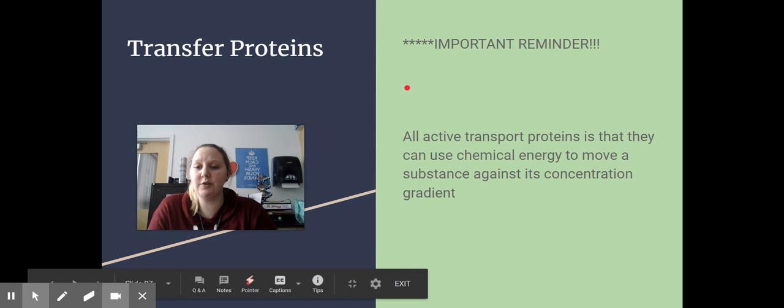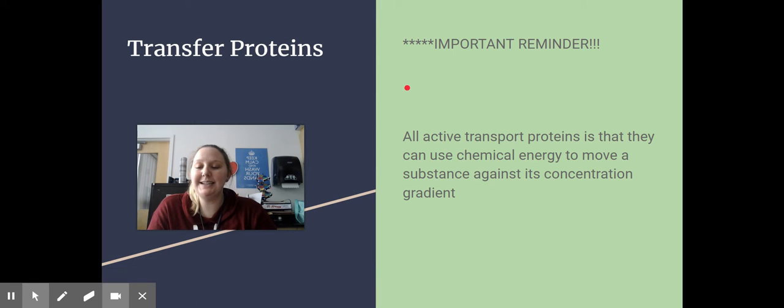An important reminder for transport proteins is that in active transport, they all require chemical energy in the form of ATP to move substances against the concentration gradient. Naturally, things want to go from an area of high concentration to an area of low concentration until they are equal. But in active transport, we are going from low to high concentration.